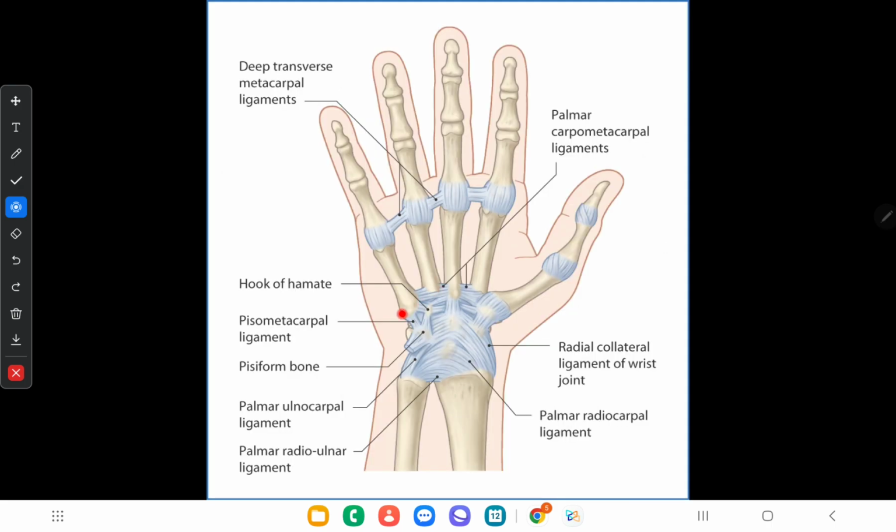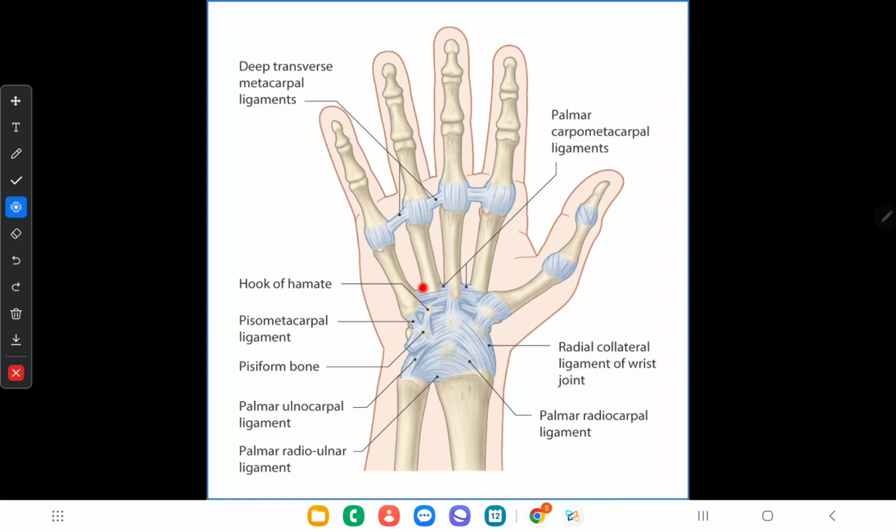In this picture also you can see the capsular attachments of the wrist joint. Proximal attachments to the lower end of the radius and ulna and distal attachments to the proximal row of the carpal bones. As in every joint, this joint also has a synovial membrane which lines the inner surface of the articular capsule. But remember, this synovial membrane does not communicate with the cavities of the distal radio-ulnar joint and the intercarpal joints.